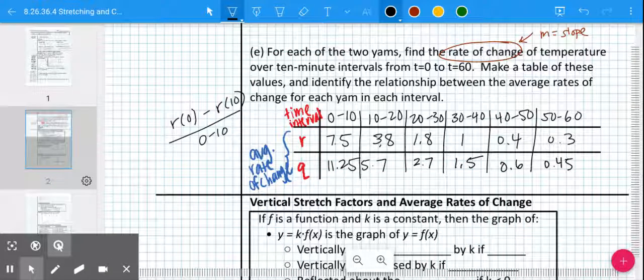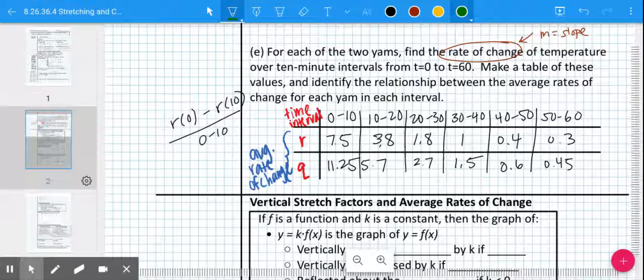And one little relationship that you might notice, and you might not have noticed, and that's totally fine, is that the average rate of change of R and the average rate of change of Q are similar, and they have a 1.5 multiplied ratio as well. And that's what this next box says.